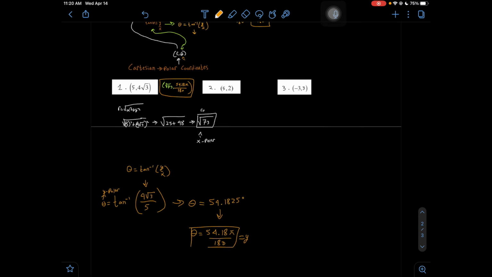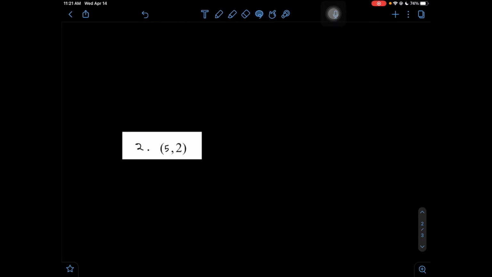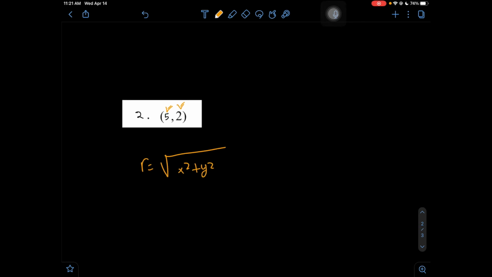Now let's go ahead and do number 2. Well, number 2 says 5, 2. We're going to apply the same logic we just did for number 1. So we have r equals square root of x squared plus y squared. We can see that x is 5, y is 2. So this is a much simpler problem. We're not dealing with the square roots. So now we have r equals square root of 5 squared plus 2 squared.